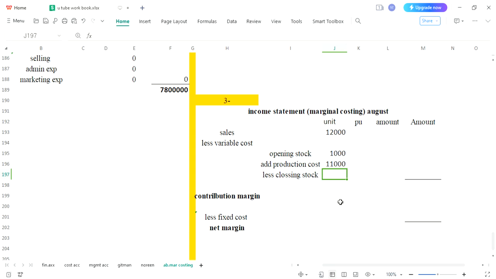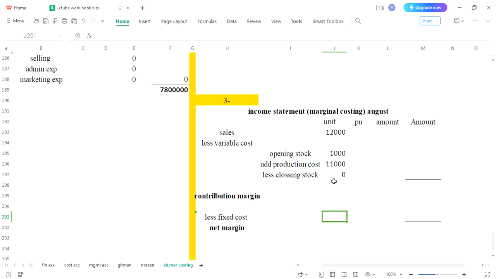Closing stock we will be calculating according to our conclusion. See, 1000 units were at the starting of the period, 11,000 units produced in the current month. Total units we were having 12,000, and we have sold 12,000 as well. So out of 12,000, 12,000 units are sold. How many units would be present in hand? Nothing. So zero closing stock. 12,000 produced and all 12,000 units sold. Nothing was present in hand, so closing stock 0.